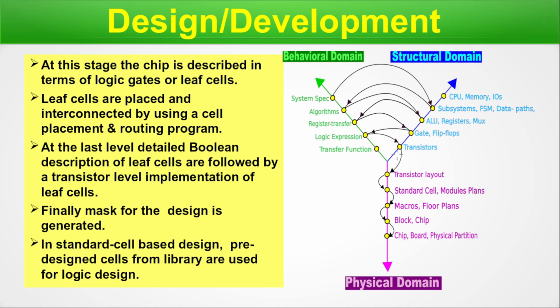In standard cell-based design, pre-designed cells from a library are used for logic design. The design will be transferred onto the silicon using that final mask. And that design, already at software level, has met the power, area, timing constraints, everything. As we can see, in the behavioral domain and structural domain, a top-down approach is followed. A bottom-up approach is followed in the physical domain. Usually it's a mix of both. With iterations, we reach the final design.